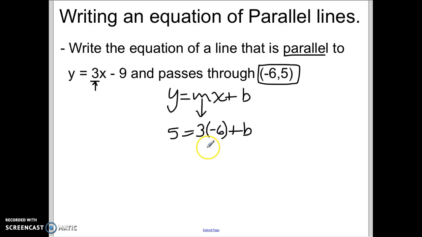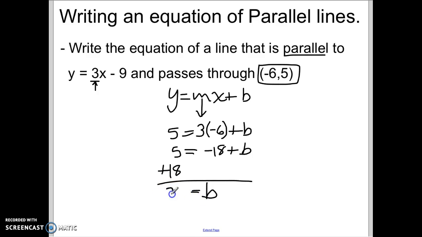So I need to multiply 3 times -6 to get -18, and then I have an equation that I can solve using an inverse operation by adding 18 to both sides. 5 plus 18 gives me my b value of 23.